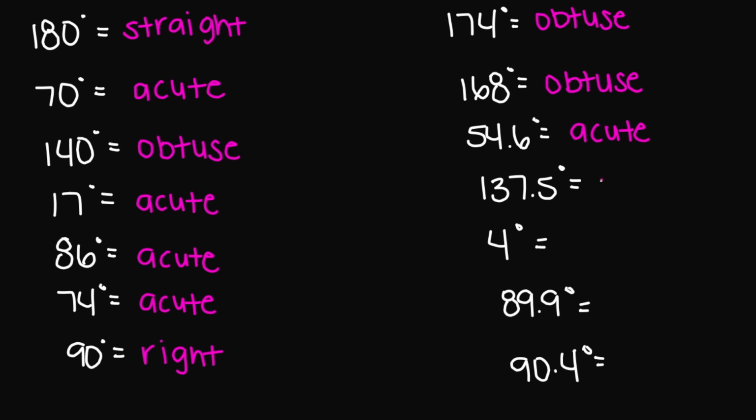137.5 degrees, this is going to be obtuse, greater than 90, that's why. 4 degrees is acute. 89.9 degrees, this is also going to be acute because this is less than 90. And then 90.4 degrees, this is obtuse because it is greater than 90.